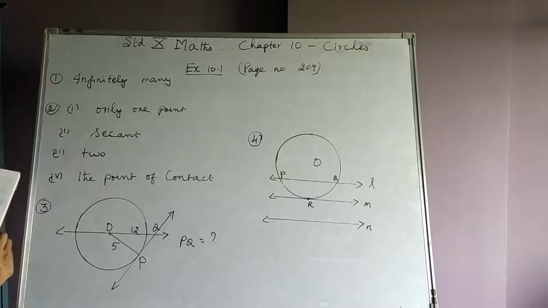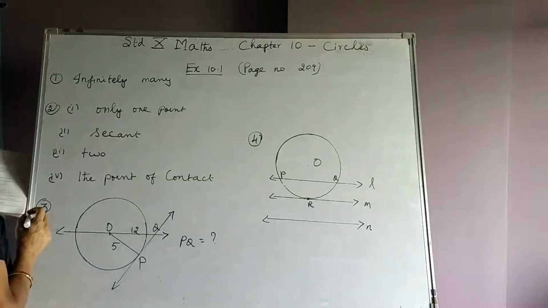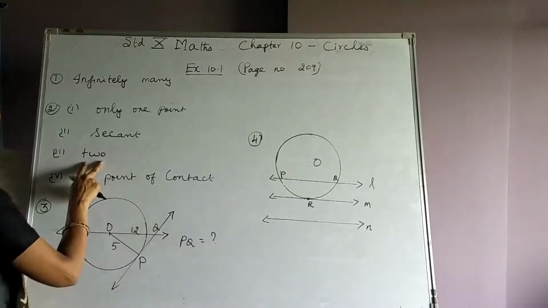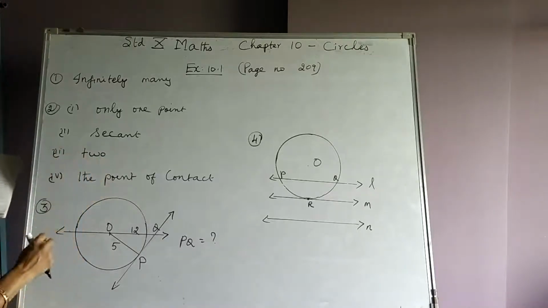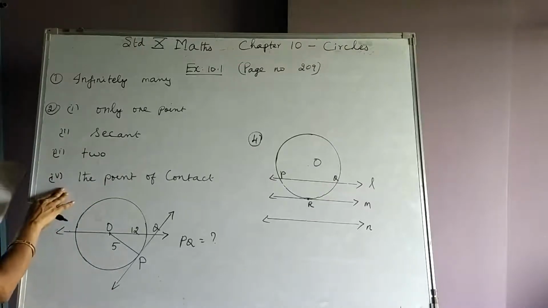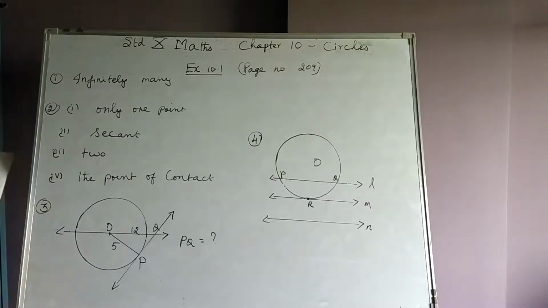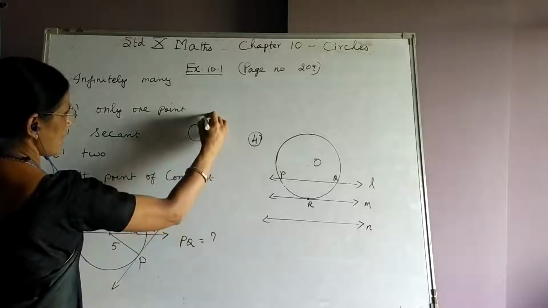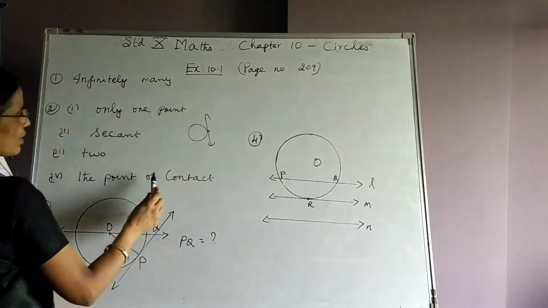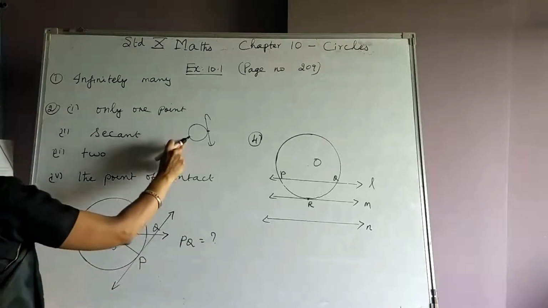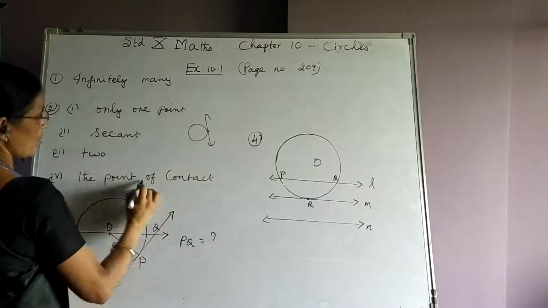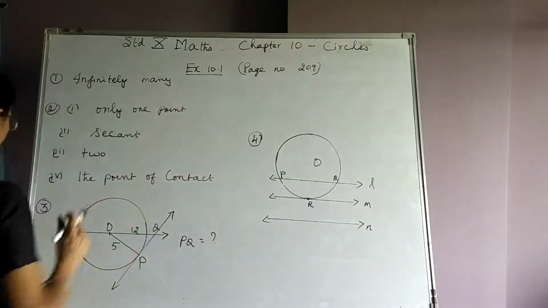And the third subdivision is a circle can have dash parallel tangents at the most. How many parallel tangents can be drawn? Only 2 parallel tangents. And the fourth one is the common point of a tangent to a circle and the circle is called the point of contact. When you take a circle and a line, this point is called the point of contact. The question is the common point of a tangent to the circle and the circle is called what? The point of contact. Okay.